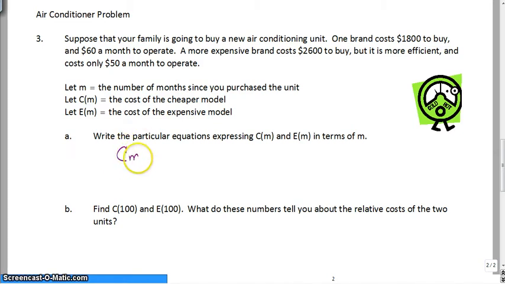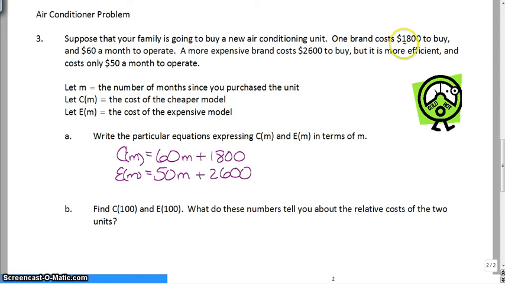So we're going to have C of m, which is equal to 60m plus 1800. And then we're going to have E of m, which is equal to 50m plus 2600. So if you read this carefully, it costs $1,800 to buy, but it costs more to operate. And the more expensive one is more efficient, so it costs less to operate. So we should have these two equations here.